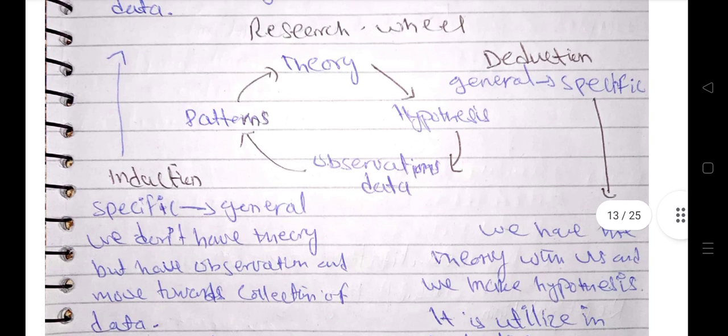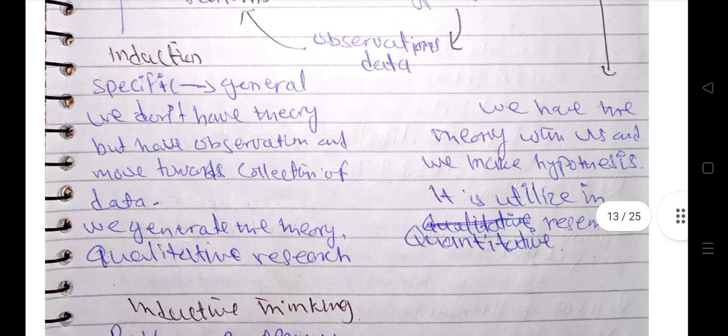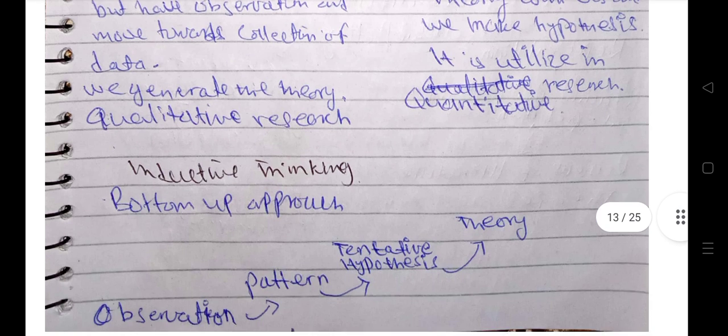On the other hand, we have deductive reasoning, which moves from general to specific. First we have general principles, and then using these we move on to a specific conclusion. With respect to research, deductive reasoning is used in quantitative research. In quantitative research, we have the theory with us. Initially we have the theory, and we make a hypothesis, right? We test it. So it is utilizing quantitative research.